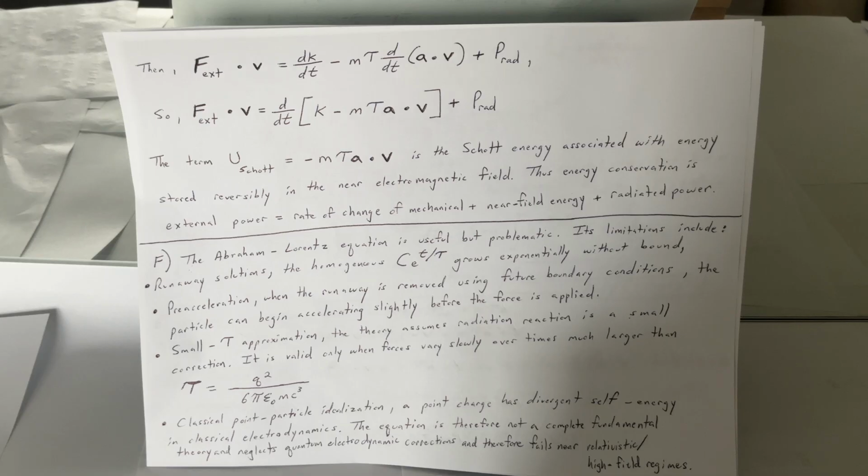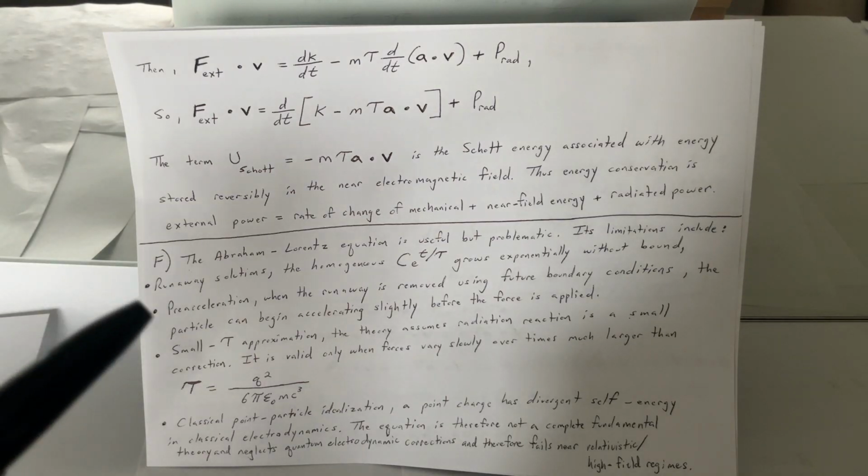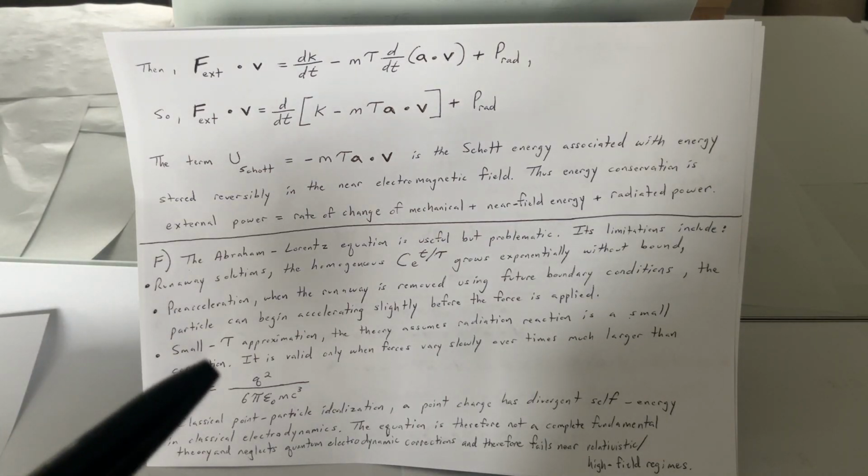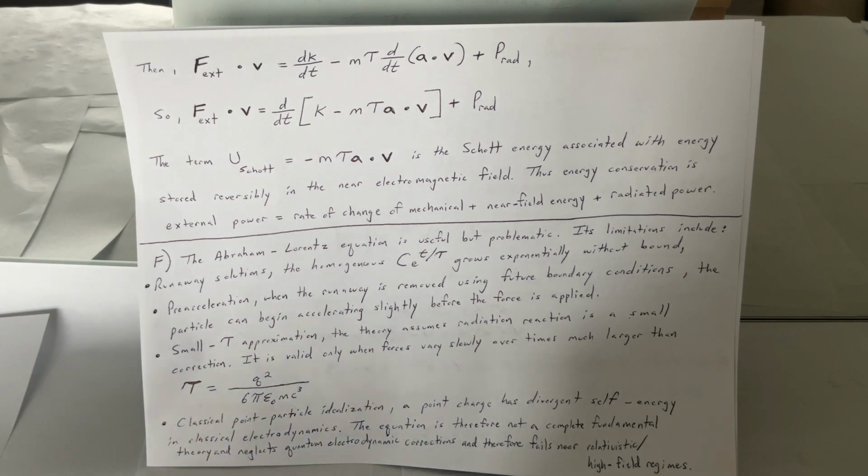Letter F, they want us to discuss the physical limitations of the Abraham-Lorentz force equation, address runaway solutions, pre-acceleration, classical point particle self-energy divergence, and limitations of the classical approximation. The Abraham-Lorentz equation is useful but problematic. Its limitations include runaway solutions, pre-acceleration, the small tau approximation, and the classical point particle idealization.